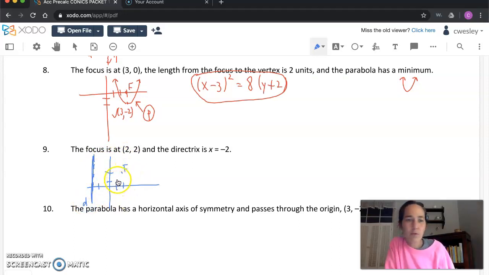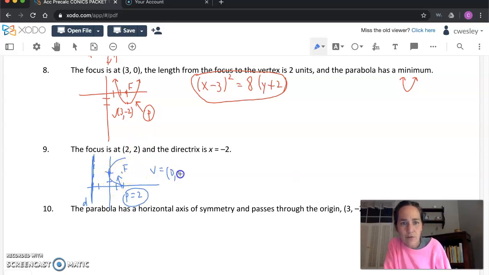I bet you could look at the picture, think about the points, and tell for sure that the parabola is going to open sideways. And the vertex should be exactly equidistant between focus and directrix. If this whole distance is 4 units, then p must just be 2 units, and positive 2, right? Because we're opening to the right toward the focus. So vertex coordinates look like they're at (0, 2).